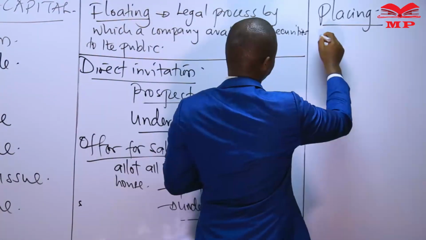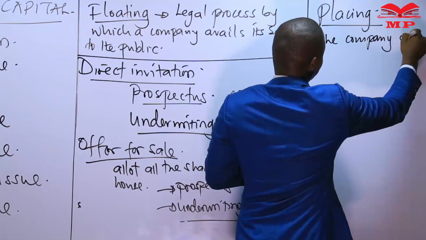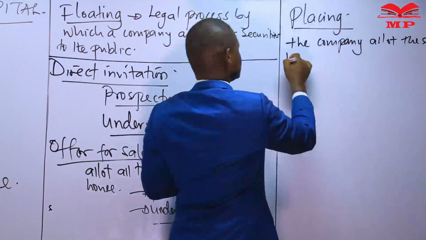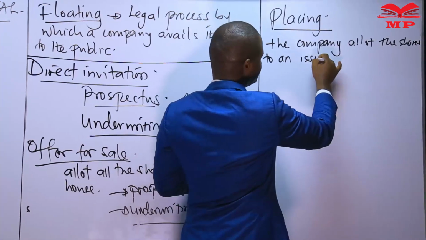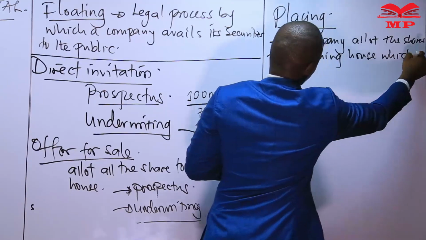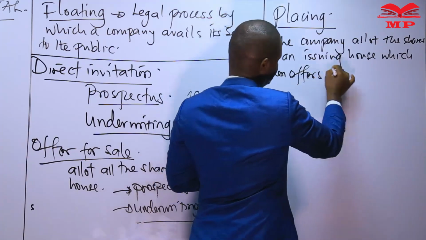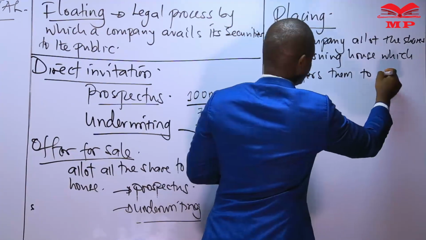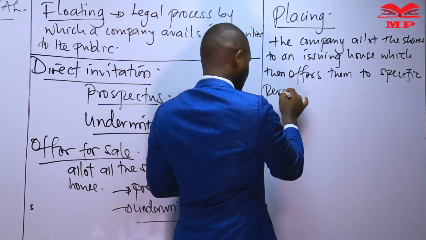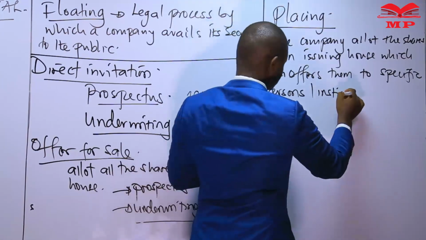So in the placing option, the company allots the shares to an issuing house which then offers them to specific persons, or institutions or organizations.